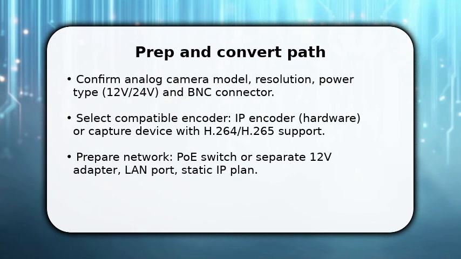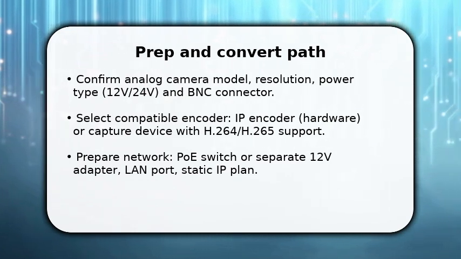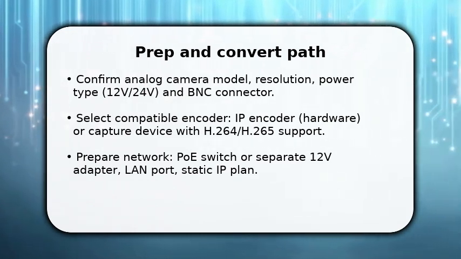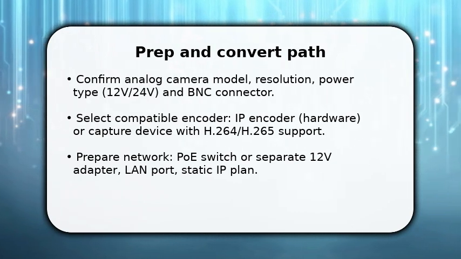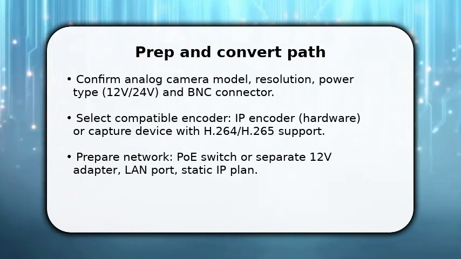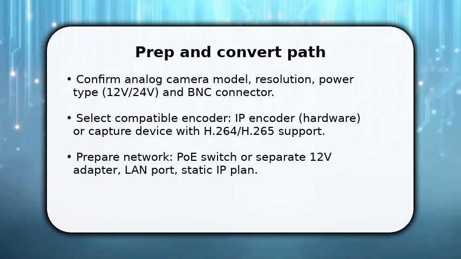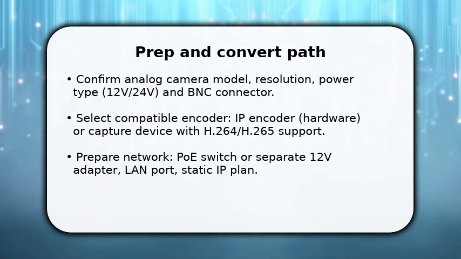While you buy the encoder, set up your network, allocate a static IP range, confirm PoE availability if you want a single cable solution, and label ports. Once done, power down the camera before disconnecting the BNC.